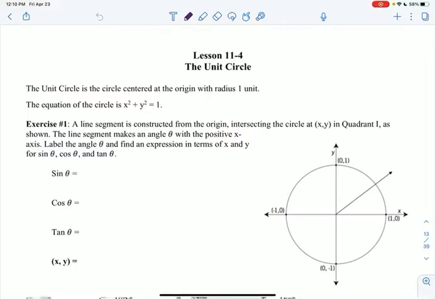Hi everyone, this is Unit 11, Lesson 4, the unit circle. So this is a huge part of what we're going to be focusing on for the rest of this unit.